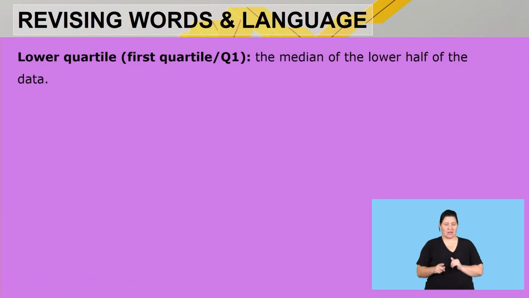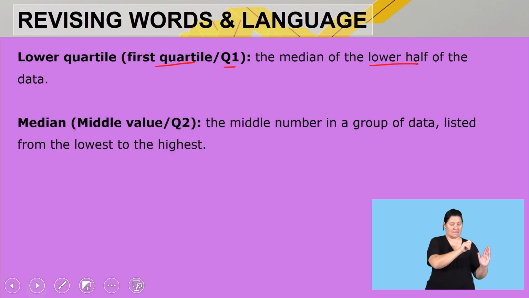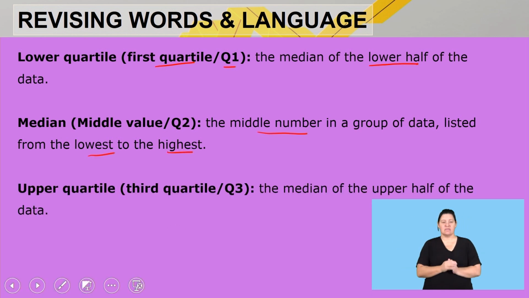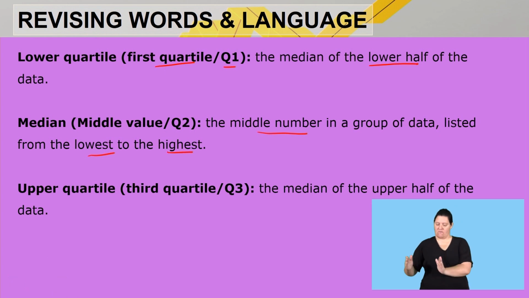What else is important? The lower quartile is also known as the first quartile or quartile 1, and this is the median of the lower half of your data. Then we have our median, the middle value, also known as quartile 2. It is the middle number in a group of data listed from lowest to highest, meaning in ascending order. Then we have our upper quartile, also known as the third quartile or quartile 3, and this is the median of the upper half of your data. Guys, I hope this background put you at ease.